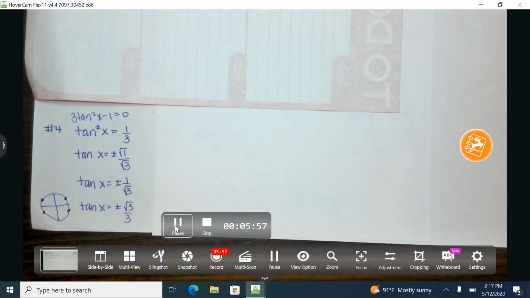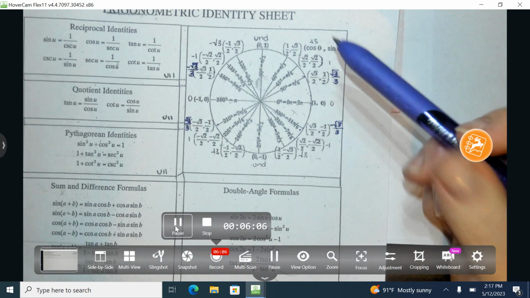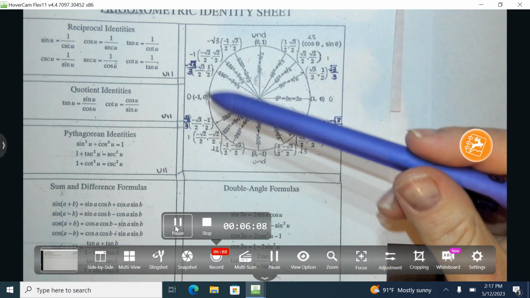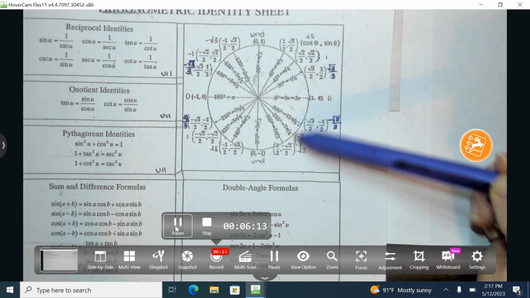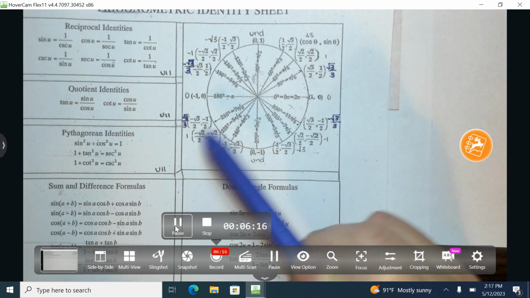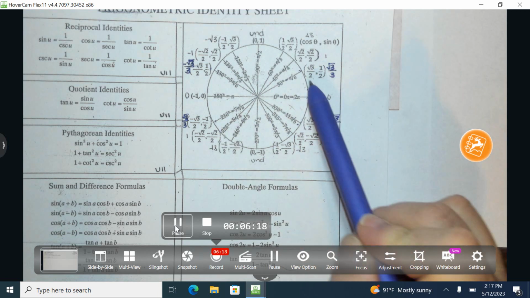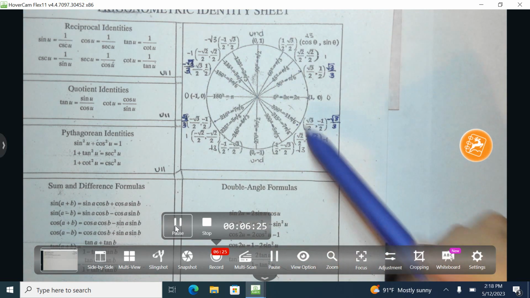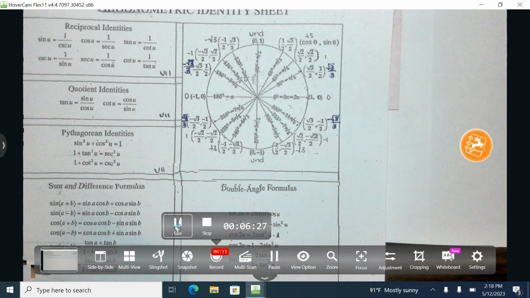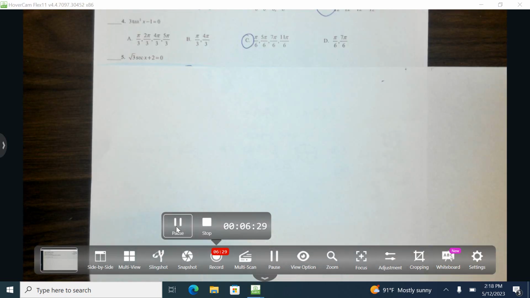Okay, let's look back to what I provided you, and let's look where we can find the square root of 3 over 3. I've identified them here in purple. They are on your paper as well, and it appears right here at each one of the reference angles of 30 degrees. So the positive radical 3 over 3's occur at 1 pi over 6 and at 7 pi over 6. The negative radical 3 over 3's occur at 5 pi over 6. And the correct answer to number 4 is C.